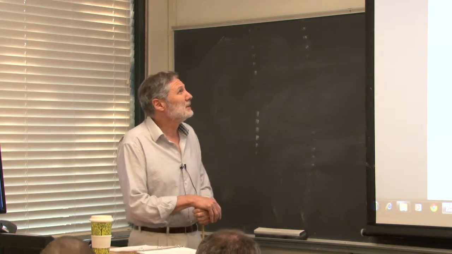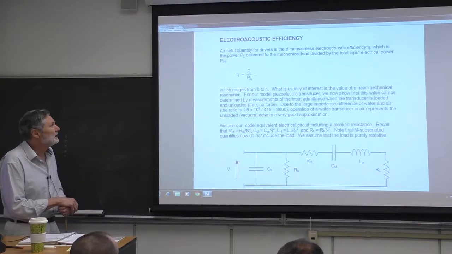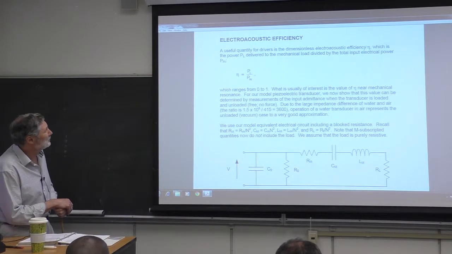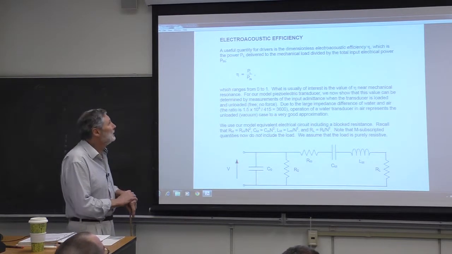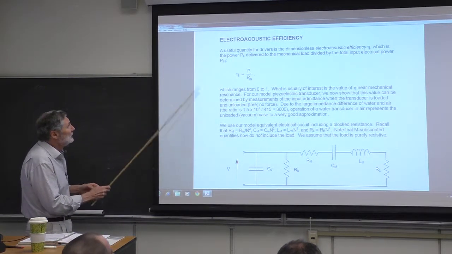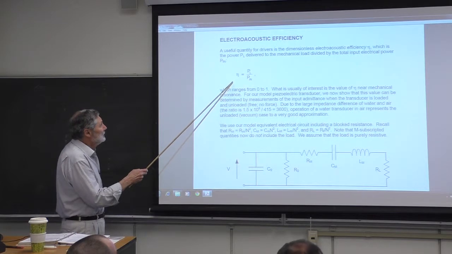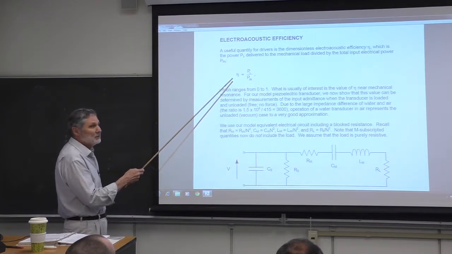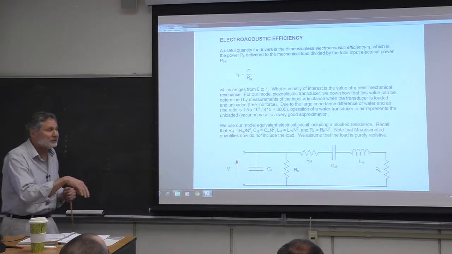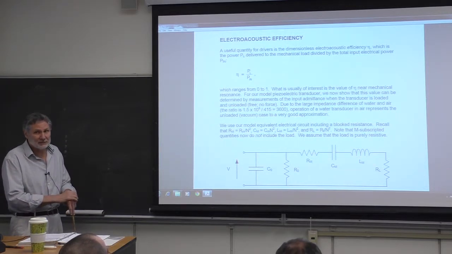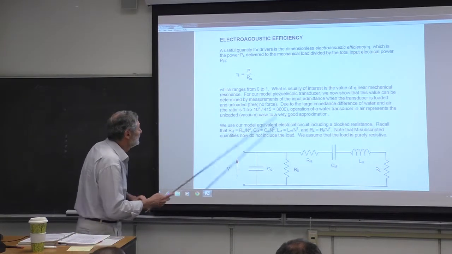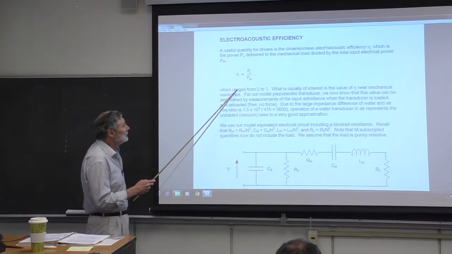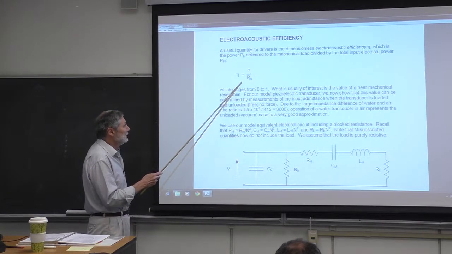Okay, so the next topic here is efficiency. This is appropriate for drivers. And all it is just what you'd expect. It's a dimensionless quantity defined to be the power delivered to the load divided by the input power. It's the standard idea of efficiency. And so this is going to range from 0 to 1, okay? Between 0 and 1.